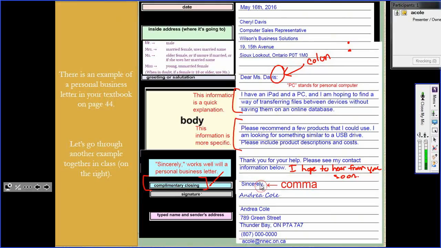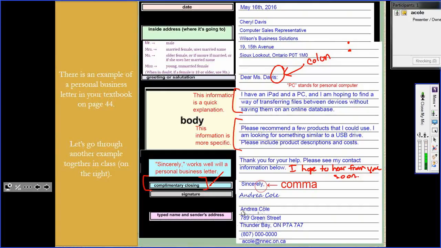And then you can see I have a closing, right? A complimentary closing. I say sincerely. And you always put a comma after your closing, sincerely, and then I signed my name underneath. And for a personal business letter, sincerely works really well. So if you're not sure what kind of closing to use, I mean, you could say something like best regards, right? That would work. But sincerely is fine. Just use sincerely. That's what I recommend. And then you put in your name and your address.